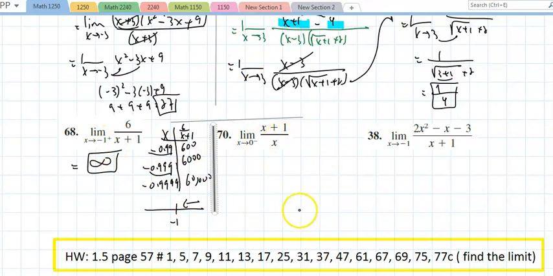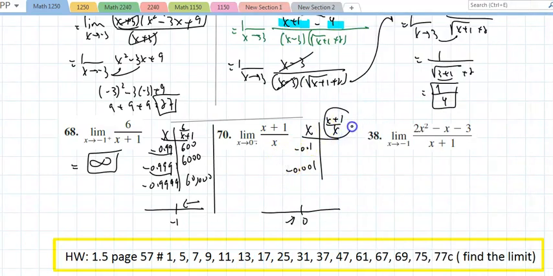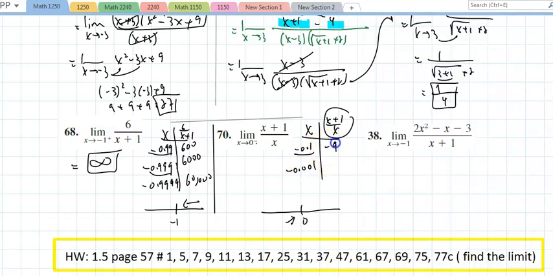How about here? Here they want us to take the limit as x approaches 0 from the left. So when I make my table, x and x plus 1 over x. From the left, I'm going to take negative 0.1 and negative 0.001, right? If I see a big number or a small number, I'll have a good idea. I'm going to input this in my calculator, answer plus 1 over answer, and put in negative 0.1, enter. I'm getting negative 9. That doesn't tell me much.